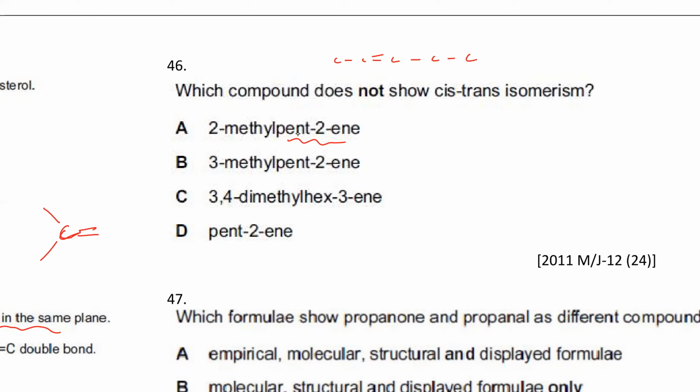2-ene means double bond on the second and third carbon. And on the second, there's a methyl group, which means another carbon atom. Will this form geometric isomers, cis-trans? Yes. Look at this carbon atom. The 2 sides must be different, right?